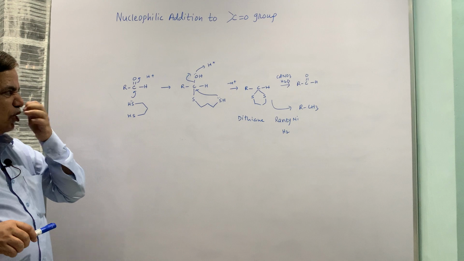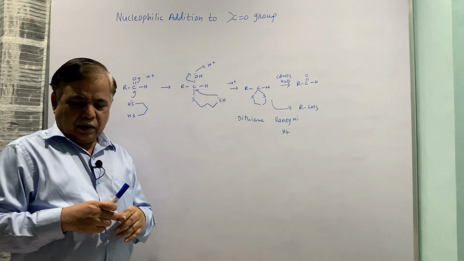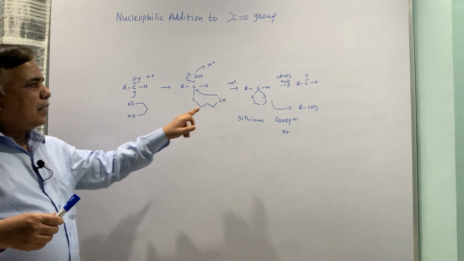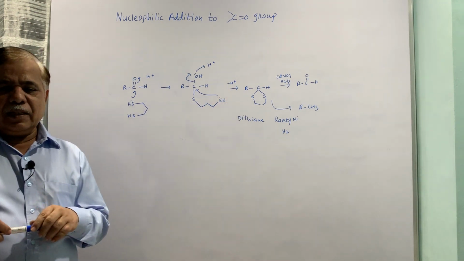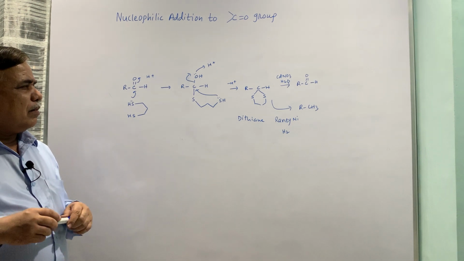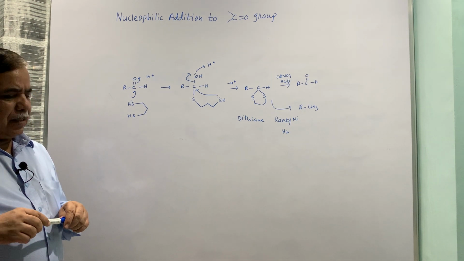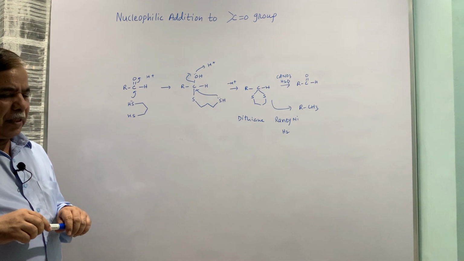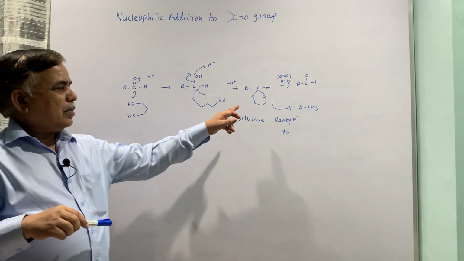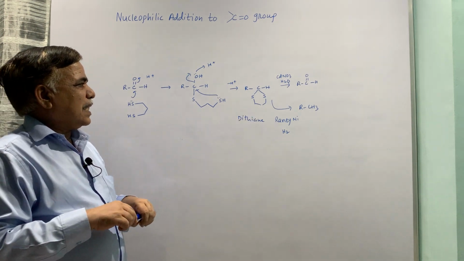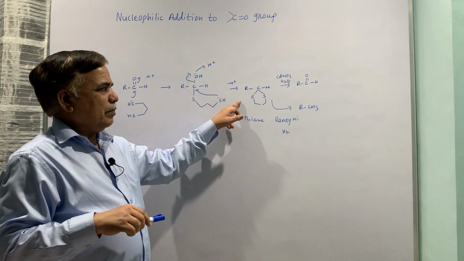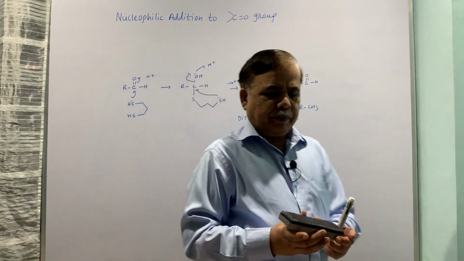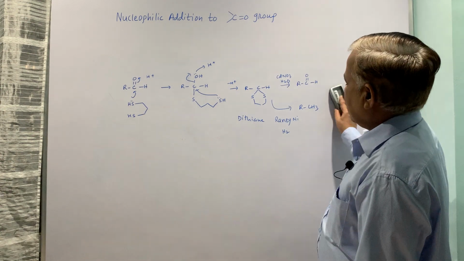Now, the advantage of dithiane over the diol protection is this is much more stable than the compound which is obtained as a ketal or acetal from diols. This is much more stable in acidic medium than the oxygen counterpart.